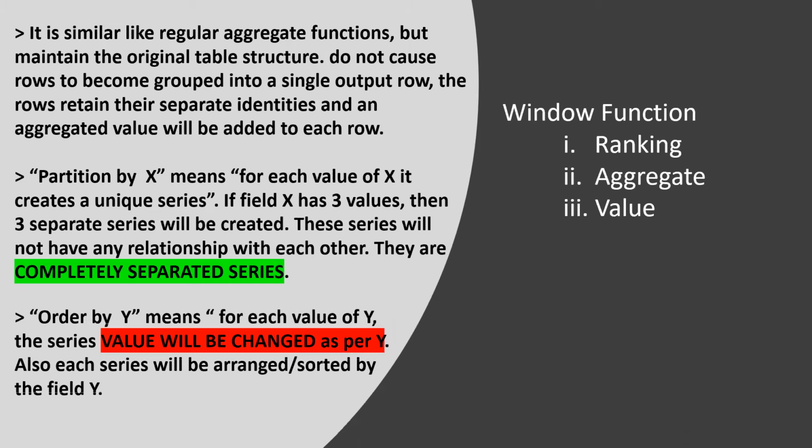And whenever you are using order by, all the values will be dependent on that order by field. So if it is order by Y, some field called Y, the values will change when there is a new value of Y. If all the values of field Y are the same, there will be no changes. If the value of field Y changes, then only in the new sequence, in the new column, the value will change. I'll be showing both of them. Partition by we have checked, but we will check what is order by.